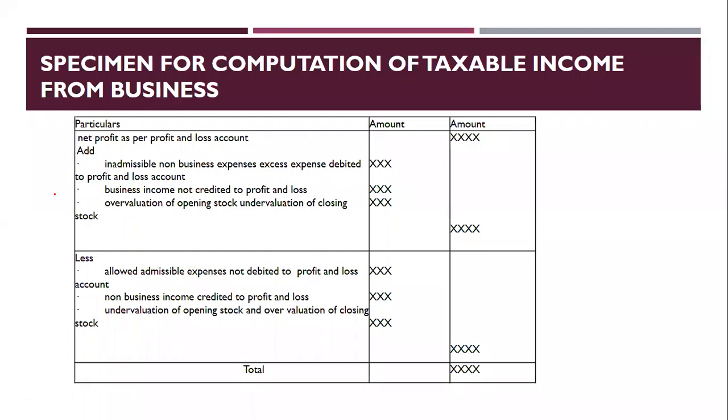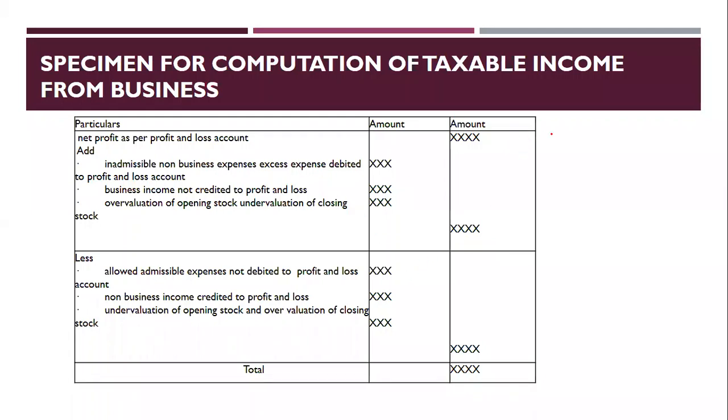Okay, see here. Allowed admissible expenses not debited. What do you mean by not debited? Which is not considered in my profit and loss account. Such kind of expenses you are supposed to deduct. By deducting this, my profit will be reduced. Correct? I have spent some money. That's the reason for allowed admissible expenses which are not debited, meaning not added in my profit and loss account. Such expenses I have to minus here.